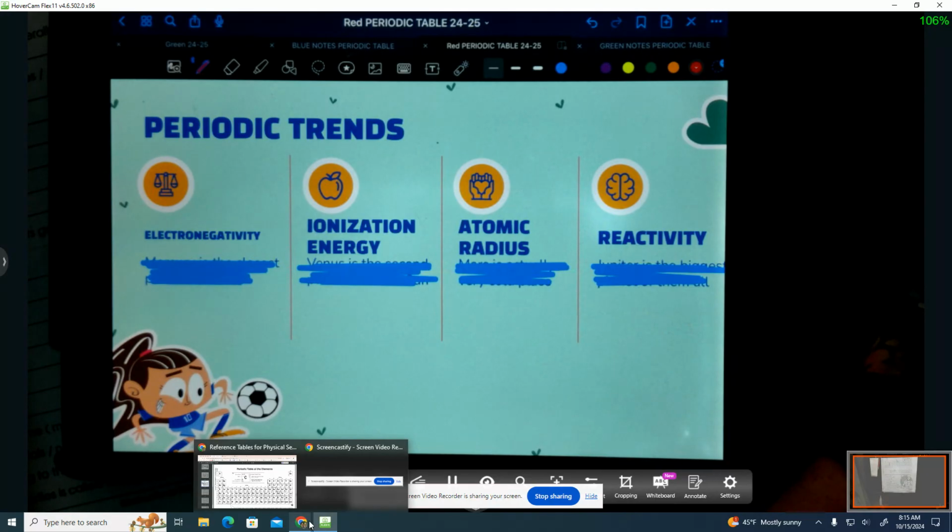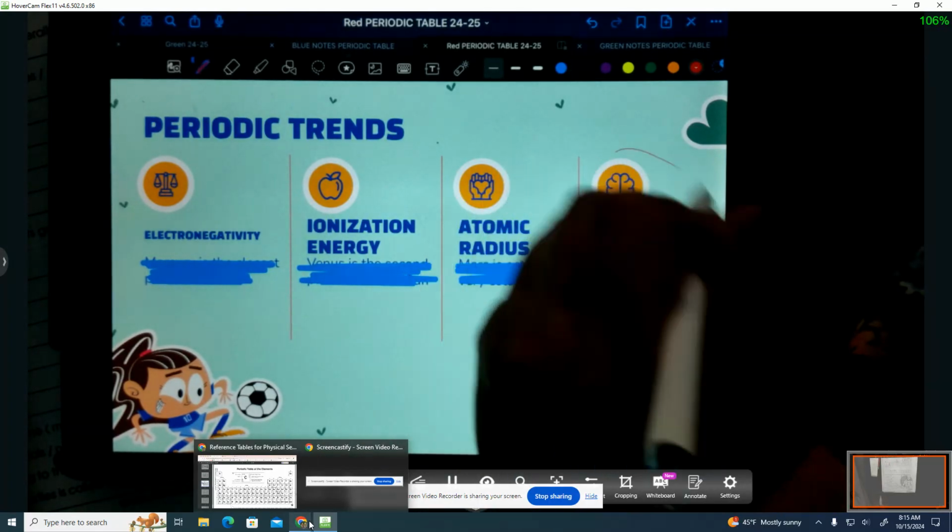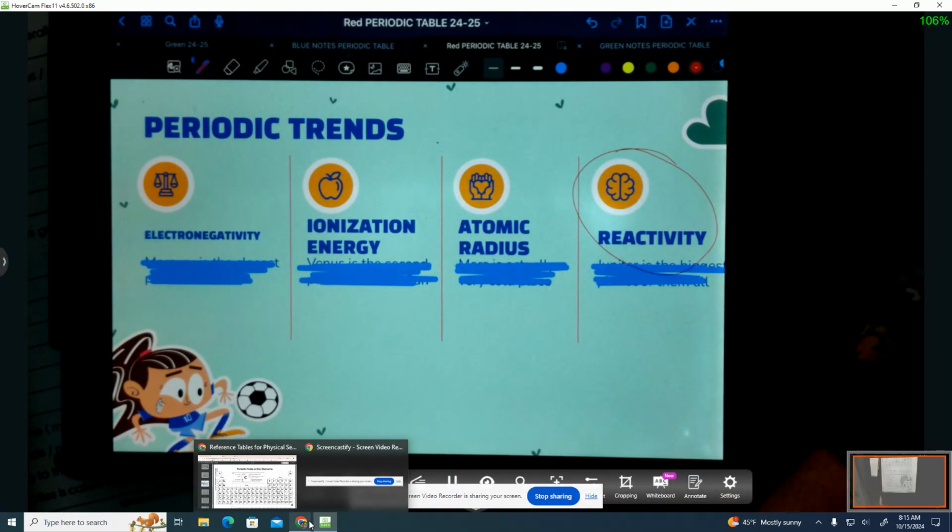Periodic trends. We've kind of already talked about this one, reactivity. You know where the most active metal is. You know where the most active non-metal is. Okay, so we've kind of talked about reactivity.